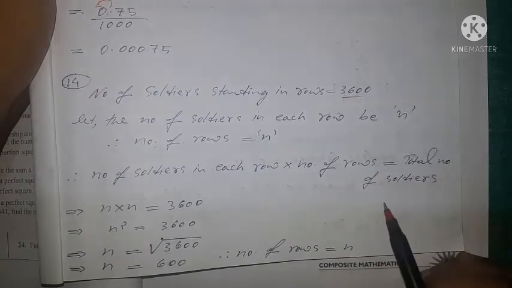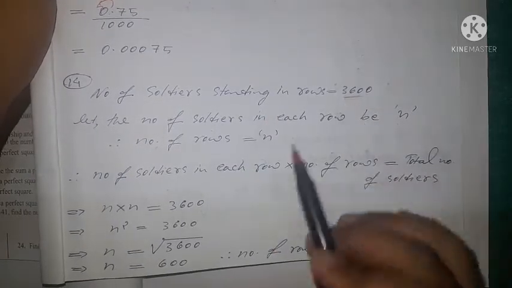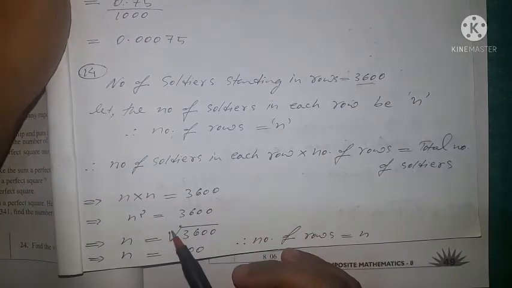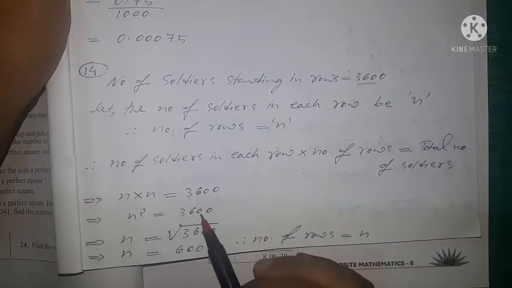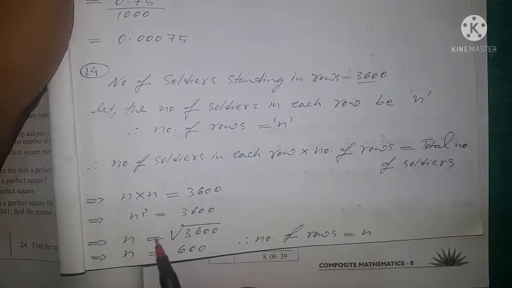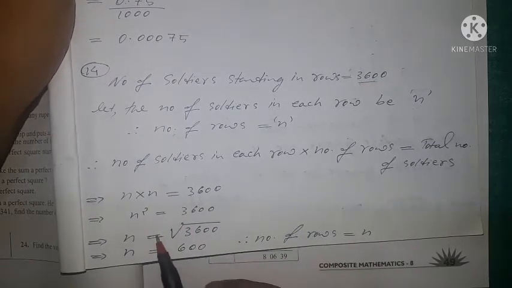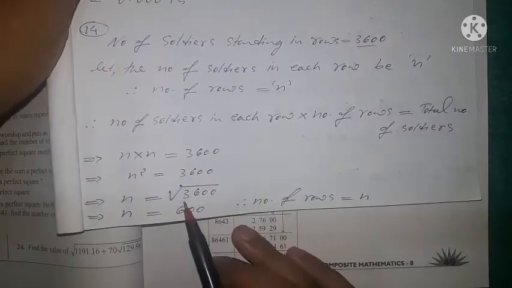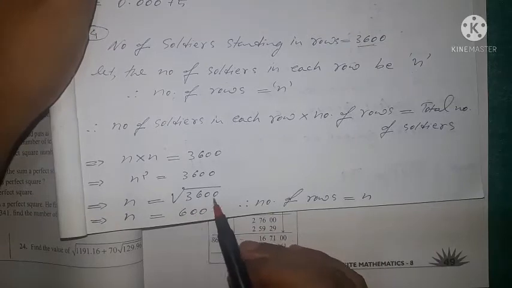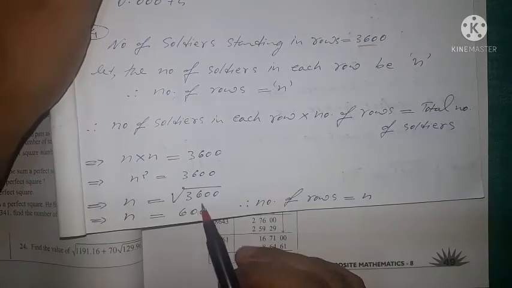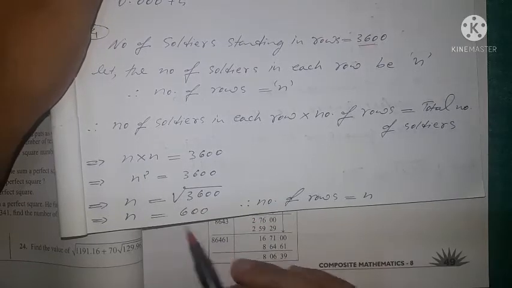So this will give the total number of soldiers, which is already given as 3600. Therefore n into n is 3600, that is n square equals 3600. Taking the square root on both sides, we get n on one side and the square root of 3600 on the other. The square root of 3600 is 60, because 60 into 60 gives 3600. So this is the value of n.